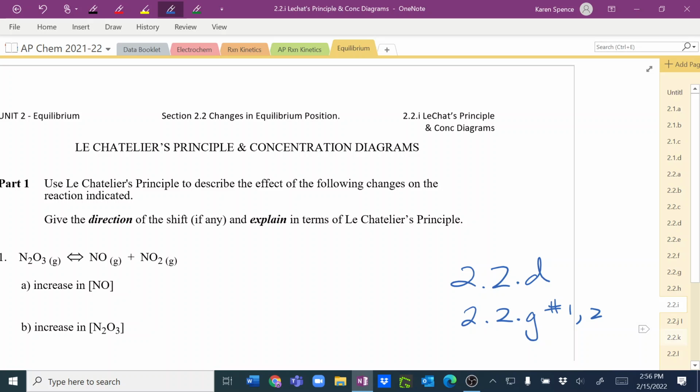So that would include characteristics of an equilibrium. Do we remember what those are? The system has to be closed. The temperature has to be constant. The forward rate and the reverse rate are the same. The macroscopic properties are not changing. What are macroscopic properties? Observable properties. What have I missed?